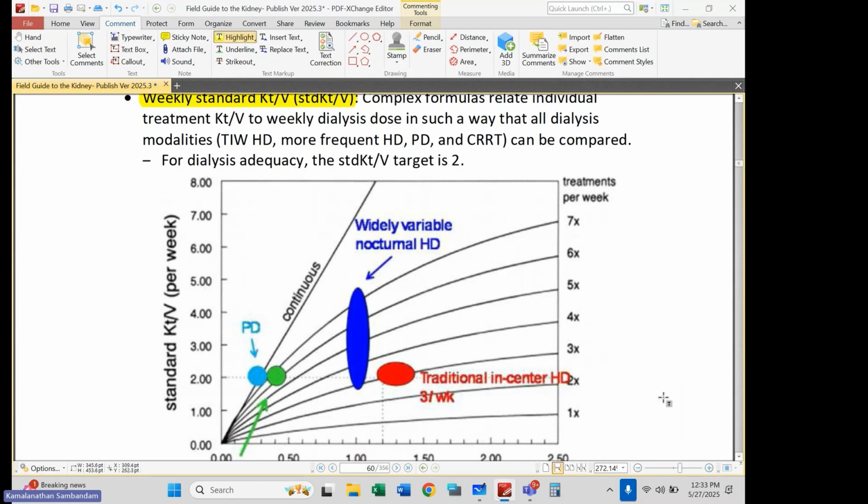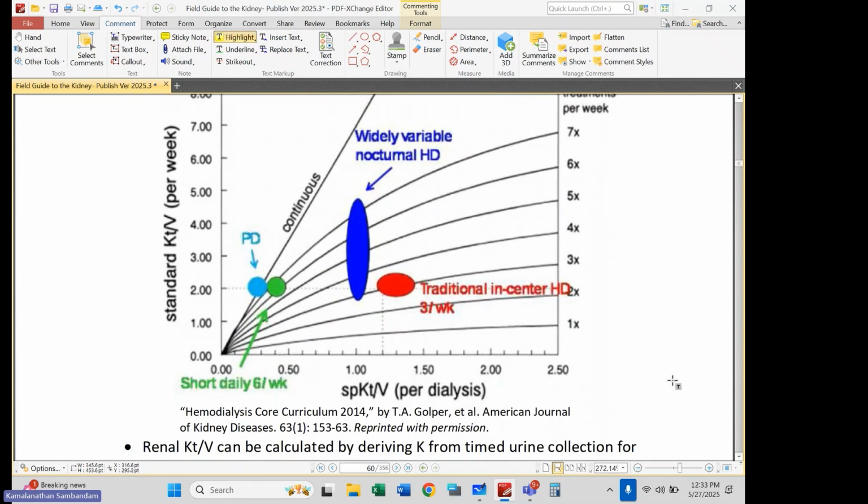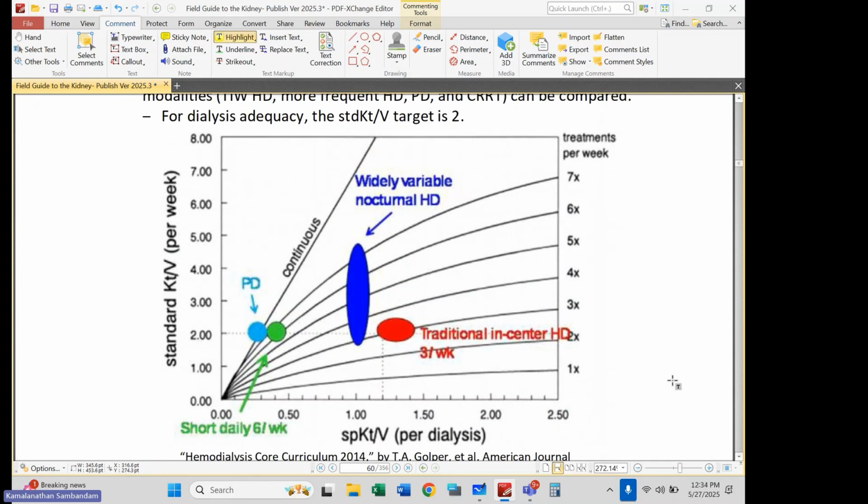Okay, so let's go over a couple of concepts in this somewhat complicated figure. On the y-axis is my standard weekly KT/V. Notice 2 is a goal standard weekly KT/V that is comparable across a couple of different dialysis modalities. We'll get to that, okay? On the x-axis is my single pool KT/V per dialysis treatment, okay? So let's go over this.